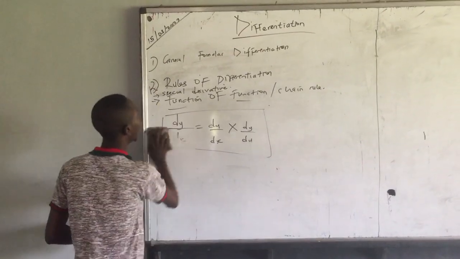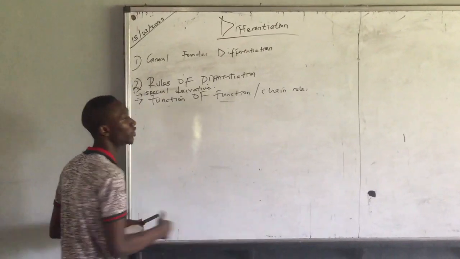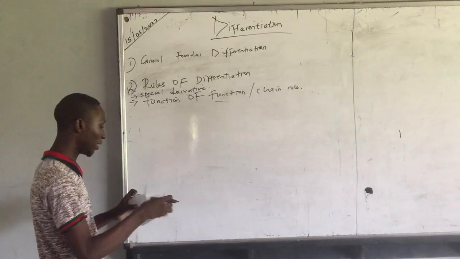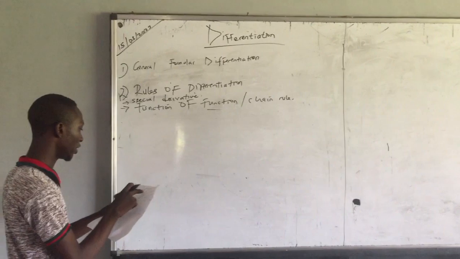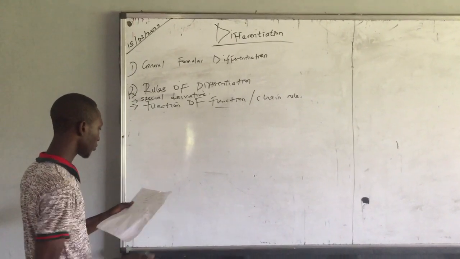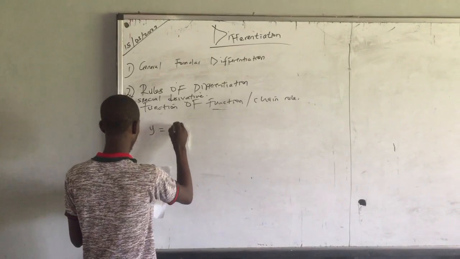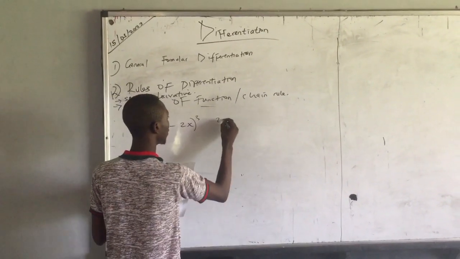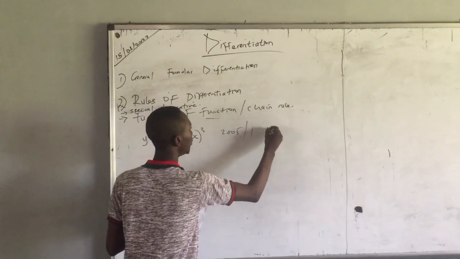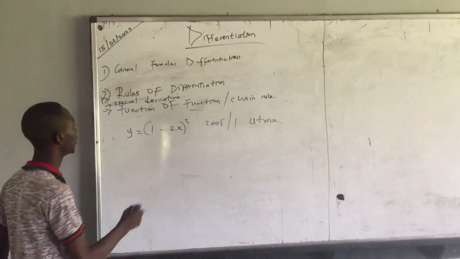So now, let me differentiate using function of function or chain rule. I have some JAMB questions here. The first JAMB question I have here is: let's say y equals 1 minus 2x raised to power 3, which is 2005 UTME question 1. Now I'm going to use the chain rule to differentiate this.